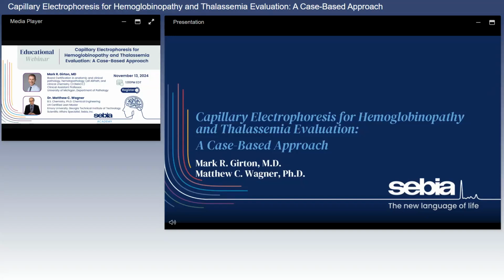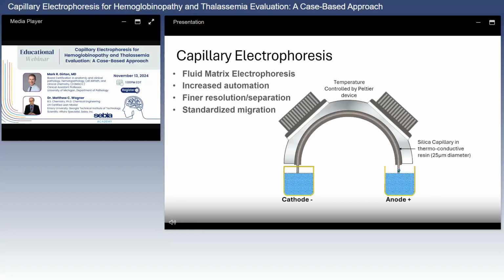and figuring out what these electropherograms mean. However, the capillary electrophoresis technique is a little bit newer for the evaluation of hemoglobinopathies, so I'm going to start with a brief review of the principles behind how capillary electrophoresis works. Capillary electrophoresis takes place within a capillary, and this is a separation of proteins based on size and charge, very similar to the electrophoresis you see on gel electrophoresis, except it's taking place in a moving fluid matrix.